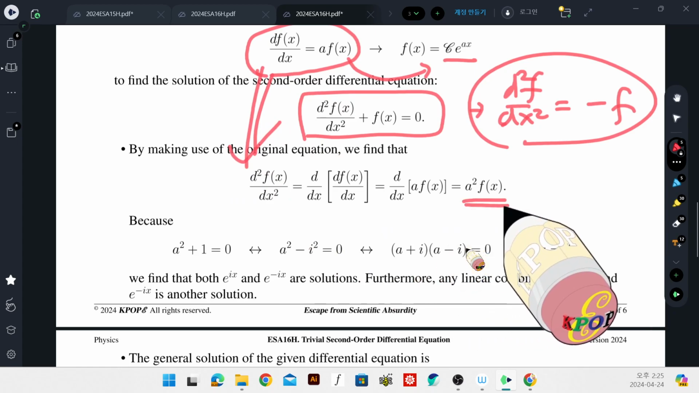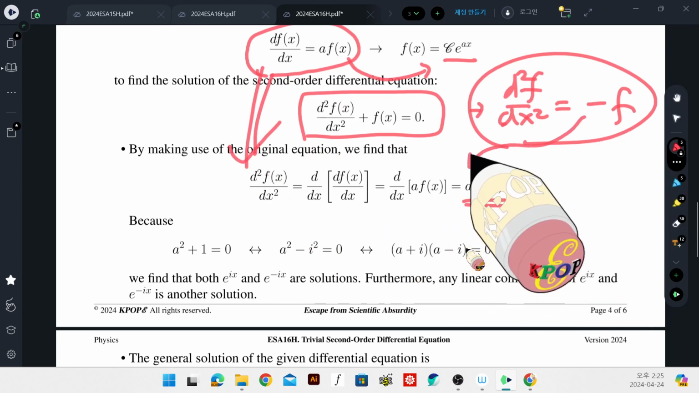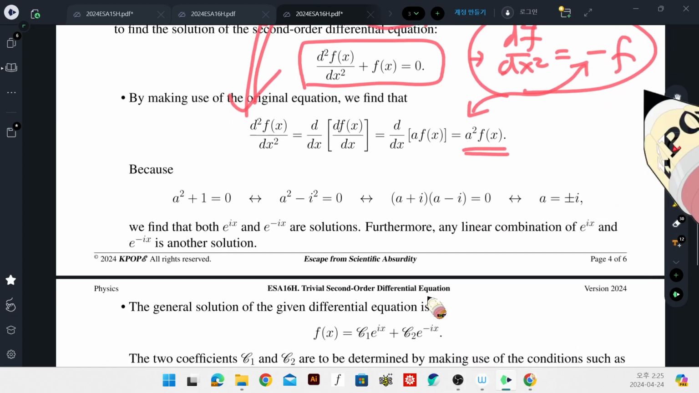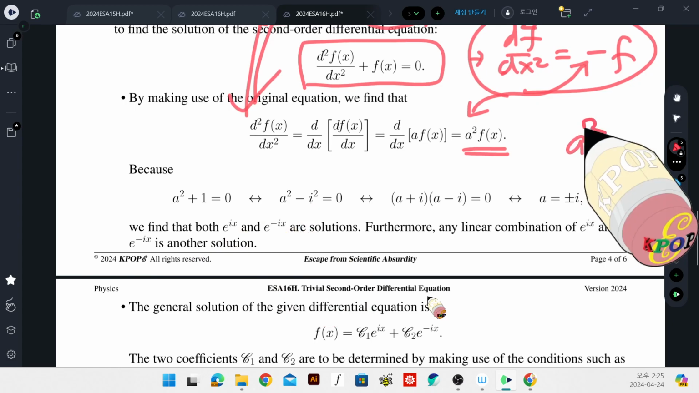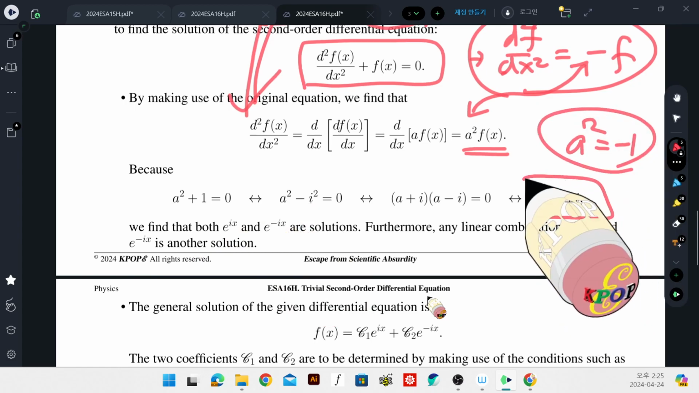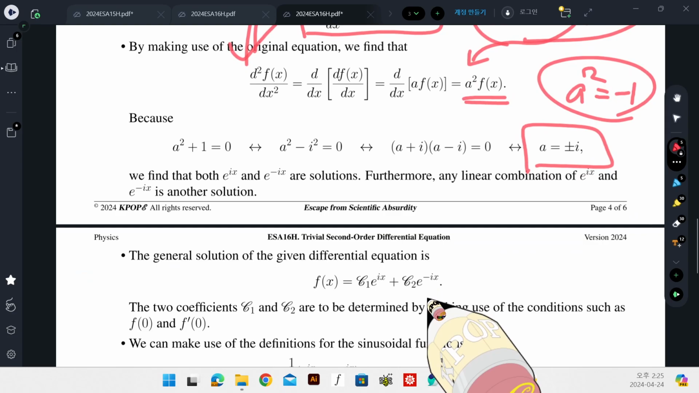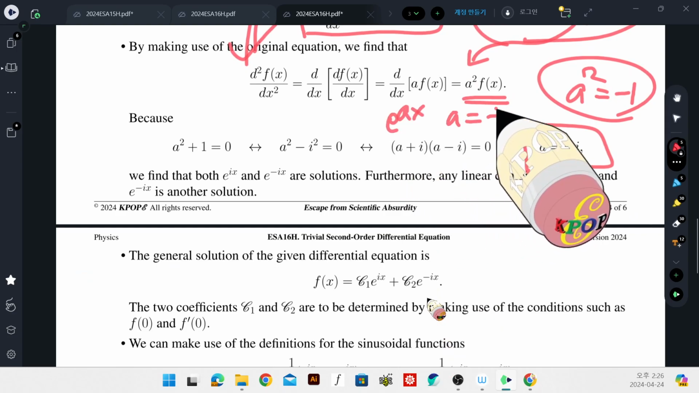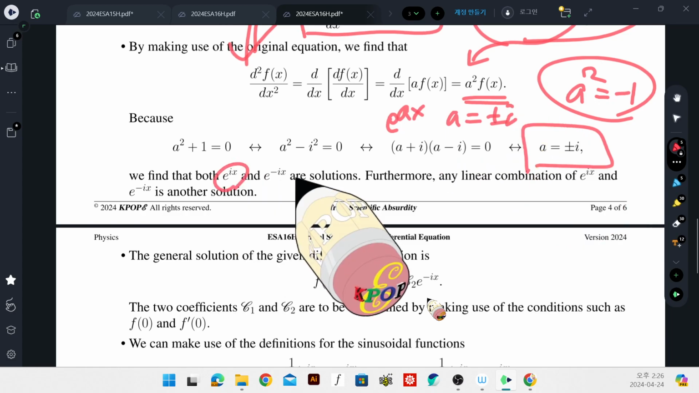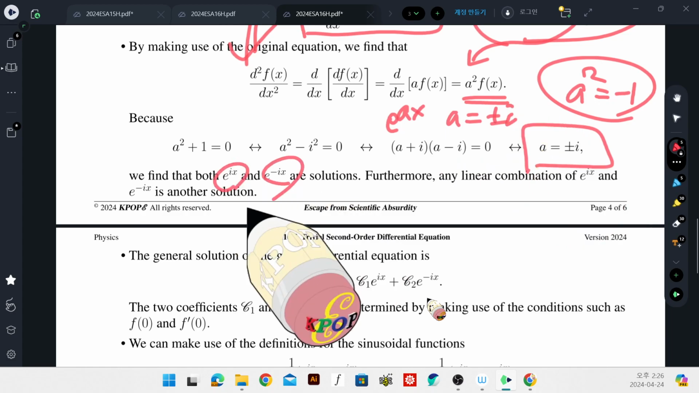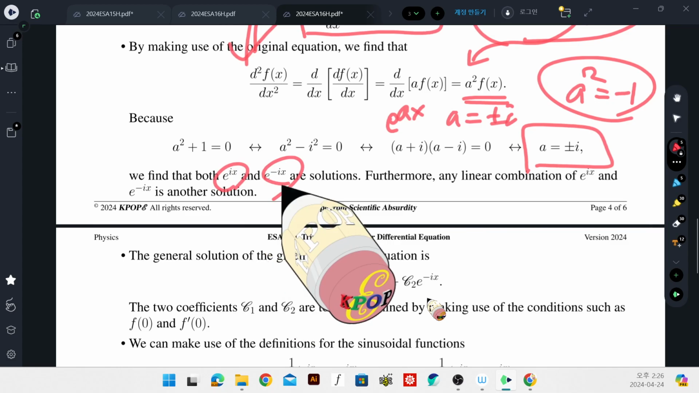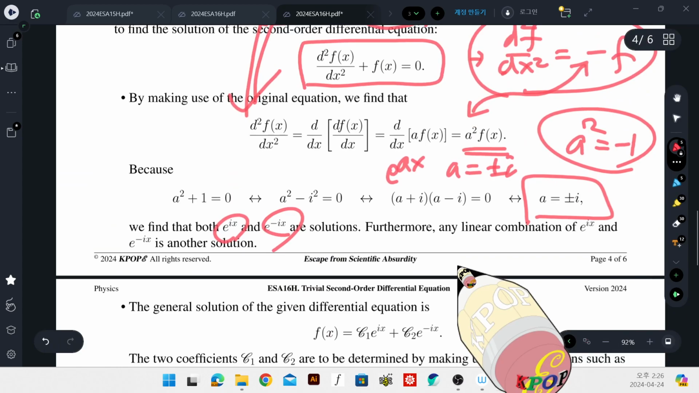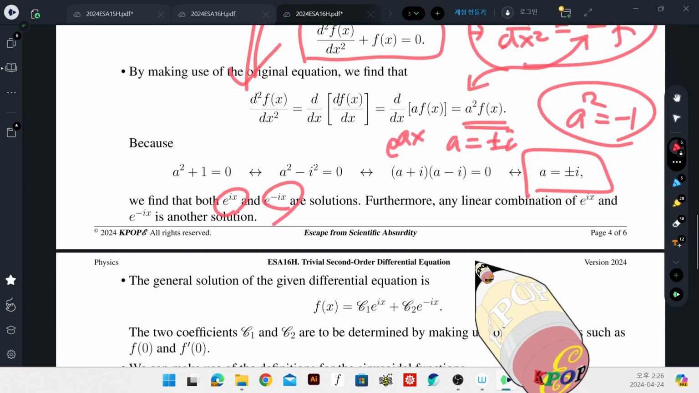it is a squared f of x. This means a squared equals minus 1. If a squared is minus 1, its solution is plus minus i. As a result, exponential ax with a equals plus minus i, we have two solutions, exponential ix and exponential minus ix. And their linear combination also satisfies the same differential equation.